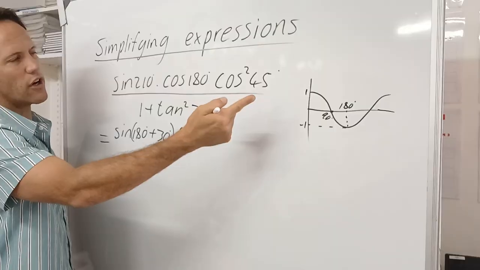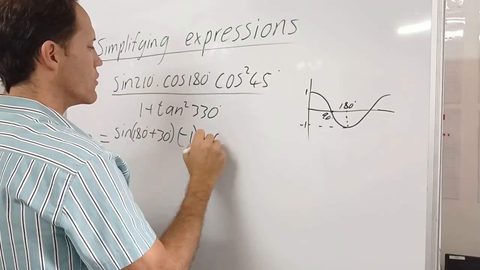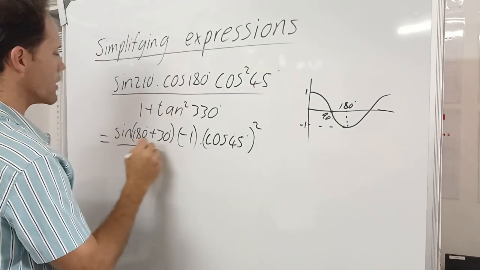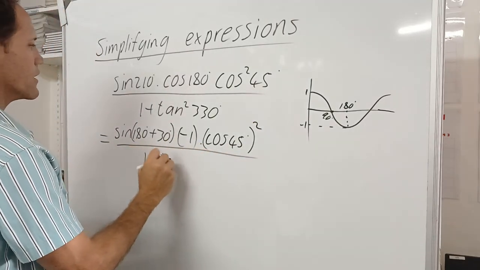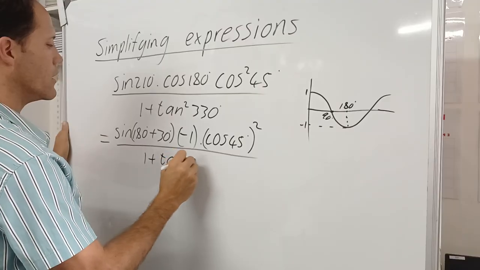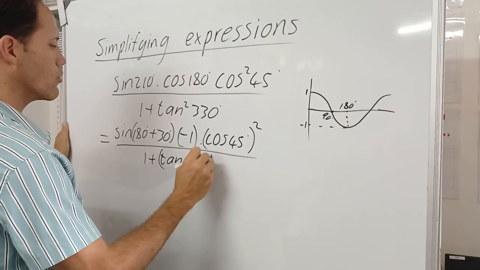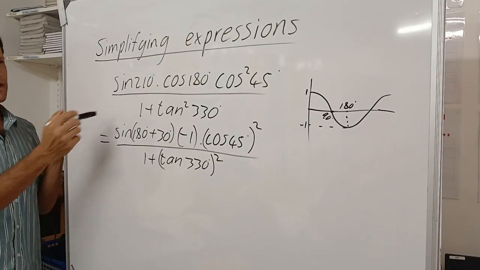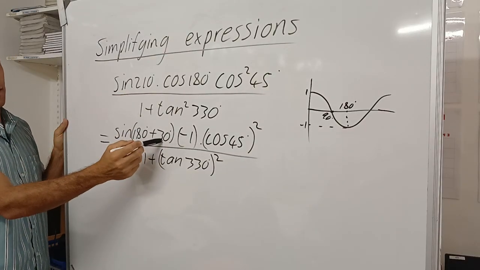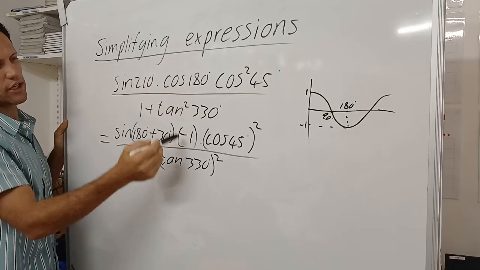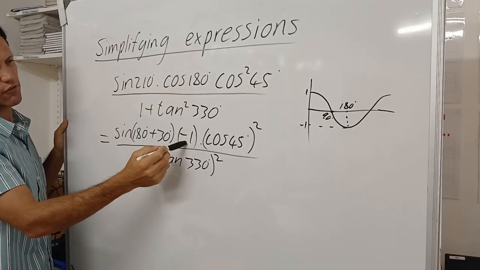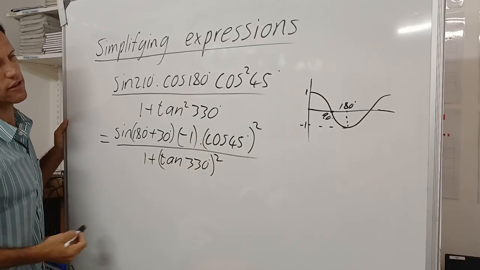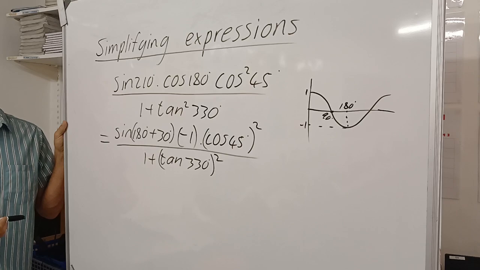And then cos 45, so let's first write that down. Cos 45 squared, the square outside. And then here also put the tan 330 in brackets and put the square outside. Okay, so we didn't do too much here. We just changed the 210 to 180 plus 30. This one we sorted that one out. Cos 180 on the graph is -1. Cos 45 squared, tan 330 squared. Okay, everybody happy with that?